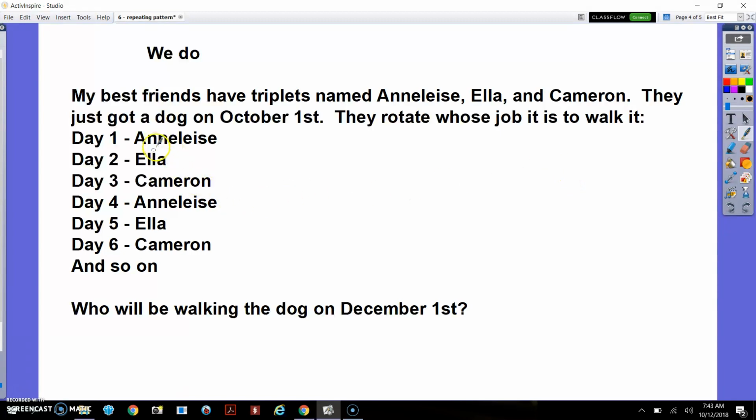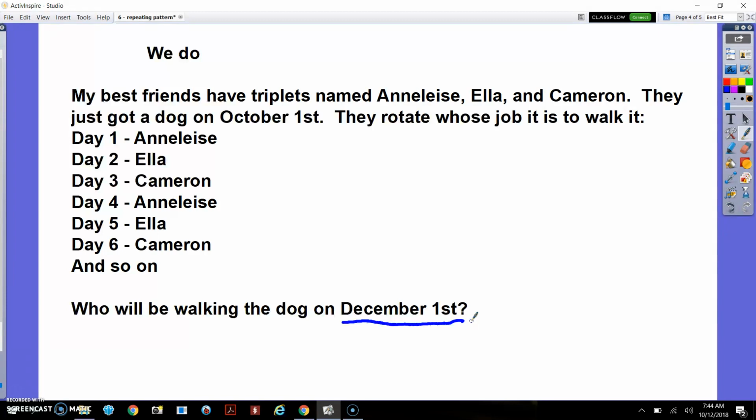The first day, Annalise walked it. The second day, Ella's going to walk it. The third day, Cameron walked it. And then they repeat. 4th day, Annalise. 5th day, Ella. 6th day, Cameron. And then they repeat. 7th day, Annalise. 8th day, Ella. 9th day, Cameron. And so on. Who's going to walk the dog on December 1st?